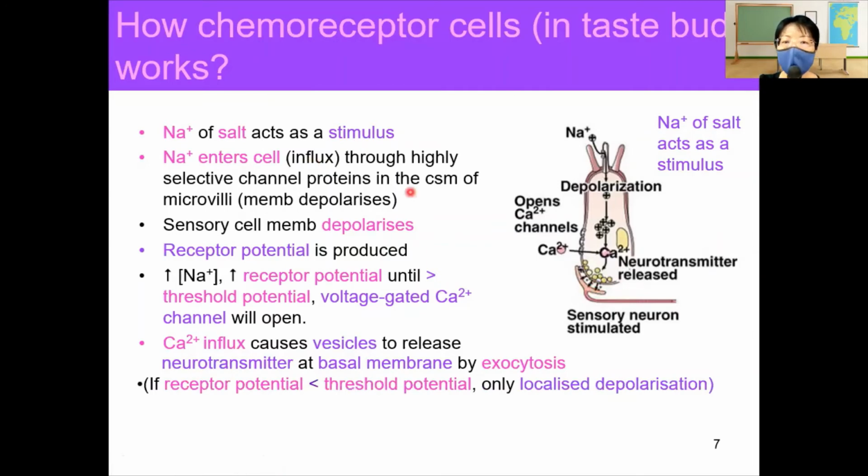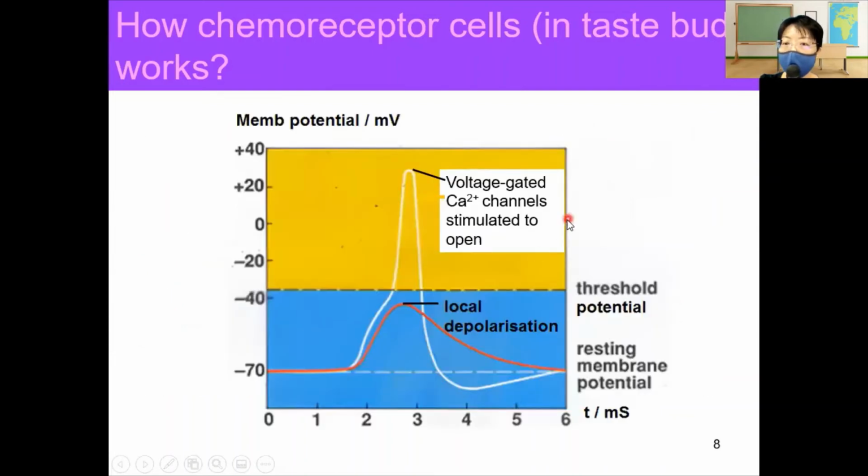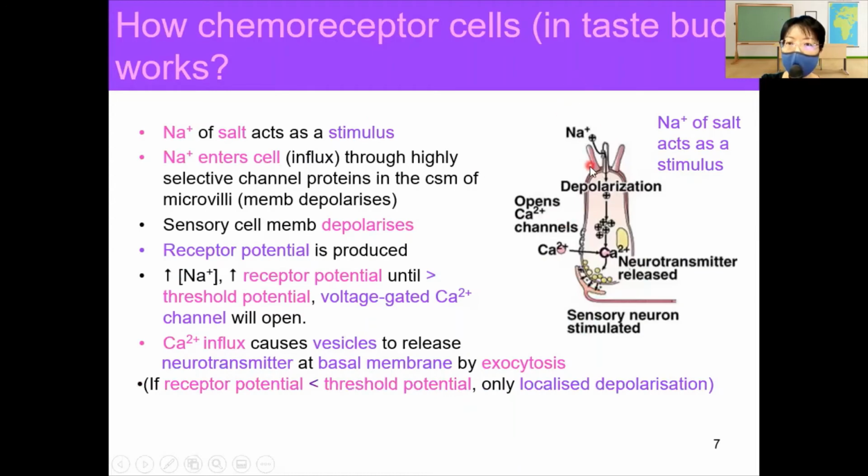So if the receptor potential that's created when sodium comes in is lower than threshold potential, then there's only a localized depolarization. Calcium ions will not come in. Neurotransmitter will not be released. Okay? So that means when your food is not salty, there's sodium ion, but it's not a lot, you may not be able to taste the saltiness. So you will not sense the saltiness.